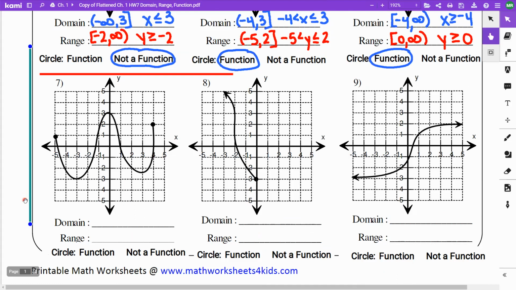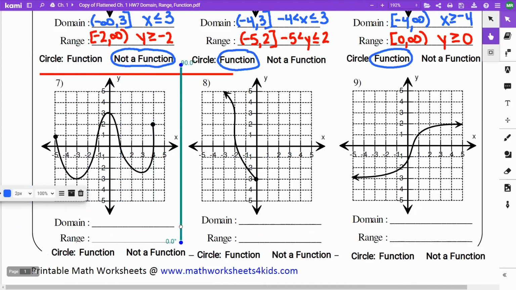So on the next one, as I'm looking at domain, the furthest to the left that this graph goes is going to be -5. The furthest to the right it goes is 4. And I am not noticing that this is going to touch anywhere more than once, except for right here. So actually right here, this looks like this would make it not be a function, because it does look like it has more than one value right here. Okay.